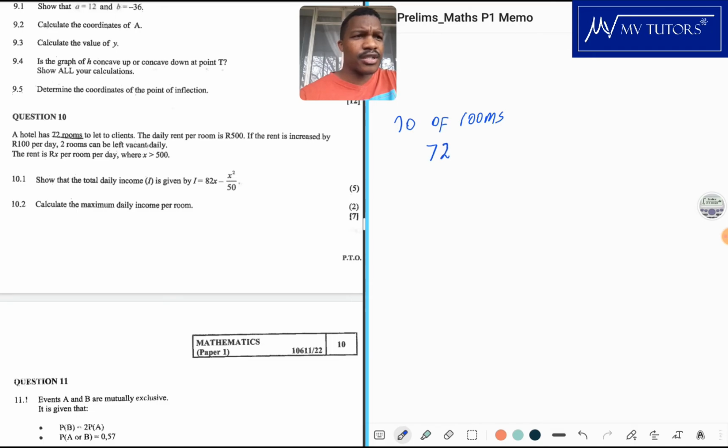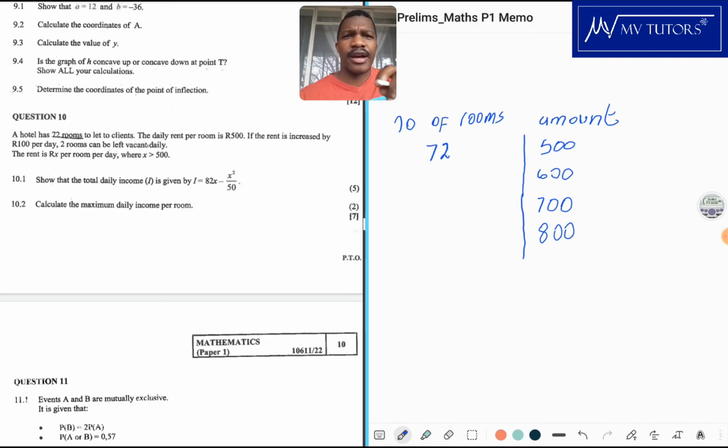Now, for 72 rooms, the amount that we're spending, let me just make another column here. I'll call it amount. So for 72, what's happening is that each room is 500 rand. Now it says if the rent is increased by 100 rand per day, meaning that I'm increasing from 500 to 600. I thought it stopped there initially, but it actually continues to 700, to 800, to 900, and so on and so forth.